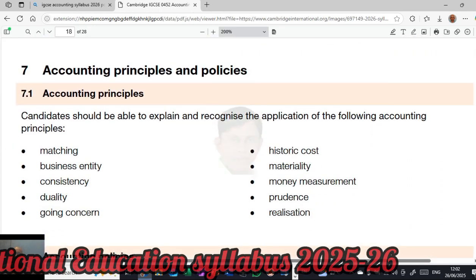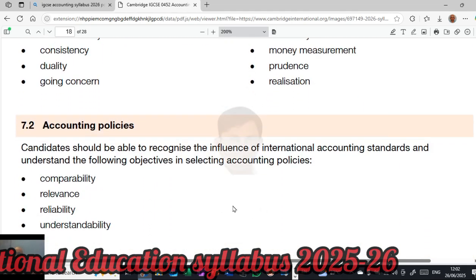Accounting principles and policies. What are the various accounting principles and policies we use: matching, consistency, duality, historical cost, measurement, prudence, realization. All these things will be covered, along with accounting policies, comparability, relevance, reliable information, understandability.